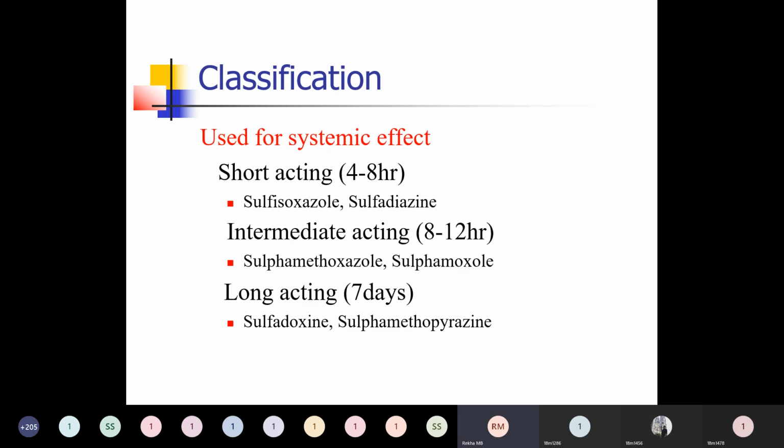Coming to the classification of sulfonamides. Sulfonamides are classified depending upon their use. The ones which are used for systemic effect are further classified into short-acting, intermediate-acting, and long-acting. Short-acting, with duration of action of 4 to 8 hours, includes sulfadiazine and sulfadoxine. Intermediate-acting includes sulfamethoxazole and sulfamoxazole. Their duration of action is 8 to 12 hours. The long-acting ones have duration of action of more than 1 week. It includes sulfadoxine and sulfamethoxazole.